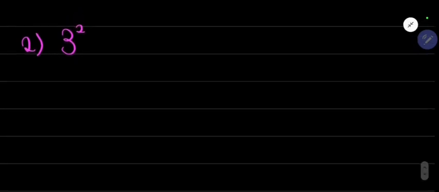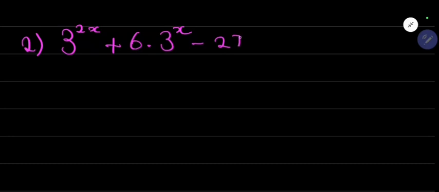So 3 exponent 2x plus 6 times 3 exponent x minus 27 equals 0.